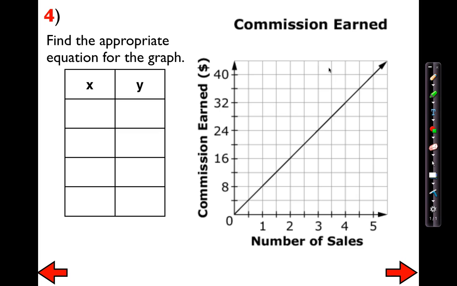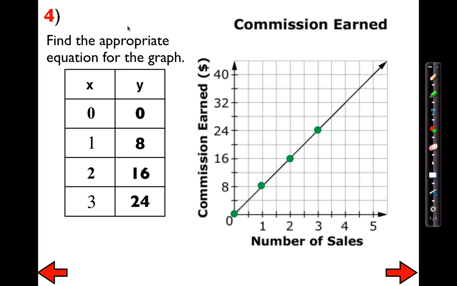Okay, so last but not least, once again, why don't you pause the video and try this one by yourself. Number 4, find the appropriate equation for the graph. So first things first, let's find some ordered pairs. (0, 0) is a good one. (1, 8), (2, 16), (3, 24).